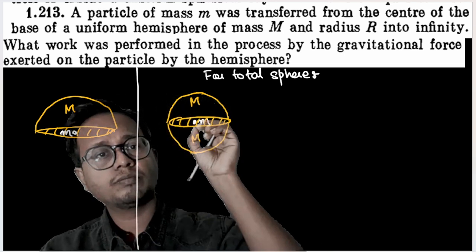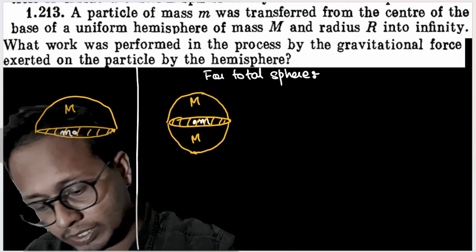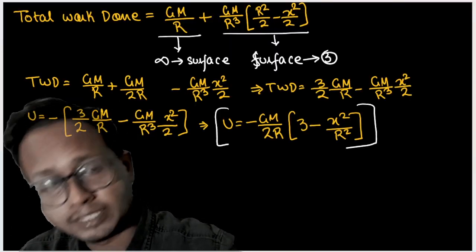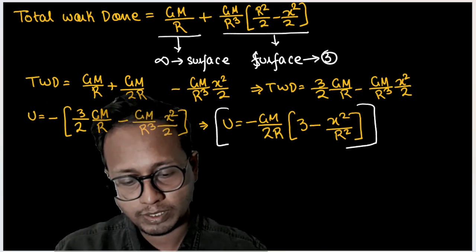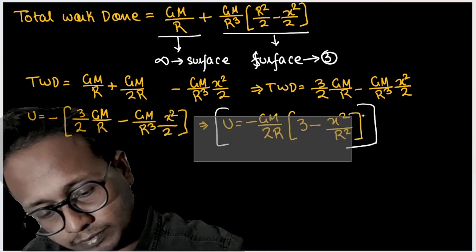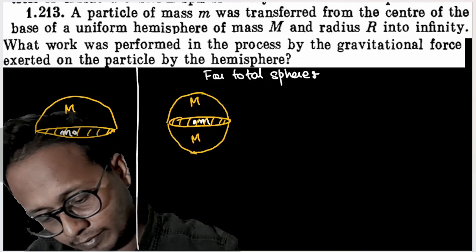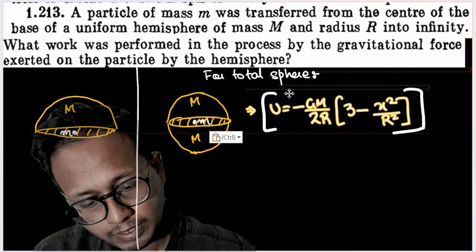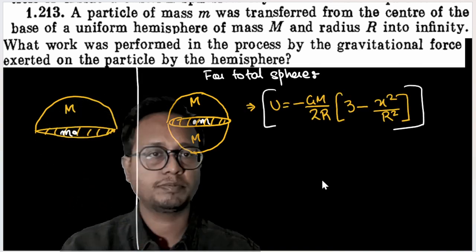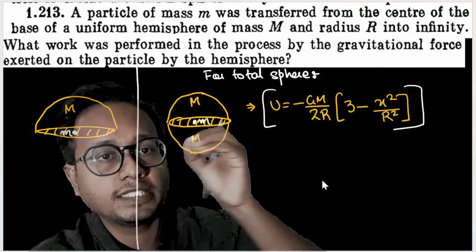Okay, so the potential energy of 1 kg of block at the center of the total sphere would be, we have already read this one, U is equal to minus GM by 2 into (3 minus x square by r square). So let's copy this one. So U is equal to how much? This is the potential at the center of a solid sphere. Fair enough. Now the x out here is nothing but the distance from the center.